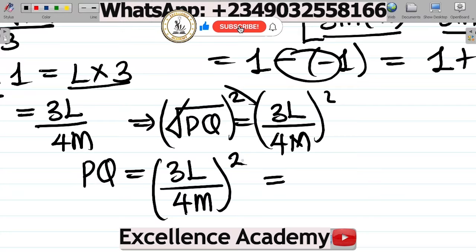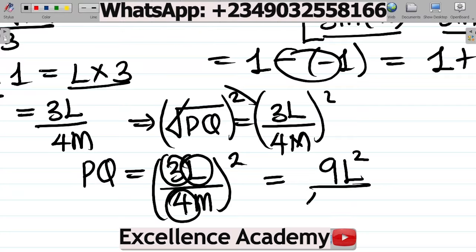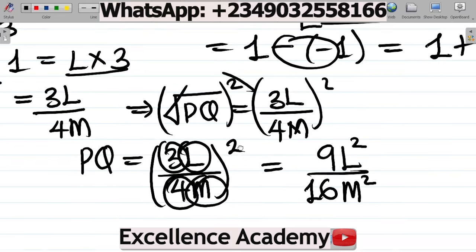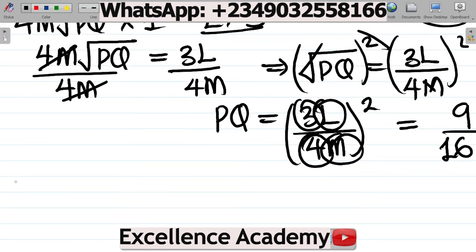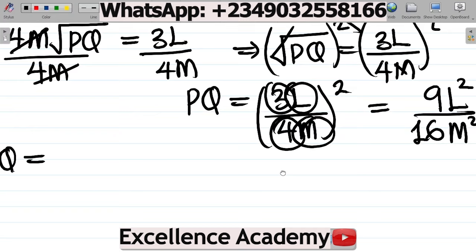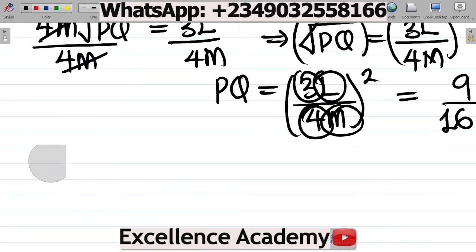If we square this, 3 squared gives you 9. L squared gives you L squared, all over 4 squared, which gives you 16. And then m squared gives you m squared. So we have this. All right, so at this juncture, what do you do next? We have that PQ is equal to 9L squared. Let's see. Okay, let me write this here.